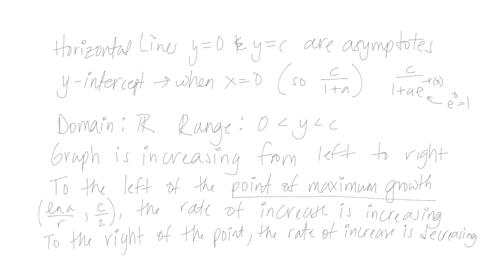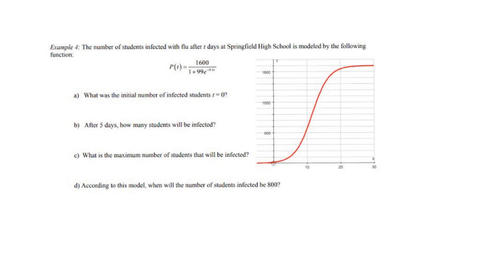Okay. So now I'm going to actually show you an example and show you where all these things are on the graph. All right. So here's an example. It's about the number of students infected with the flu after t days at some Springfield High School, and we have this function here which correlates to the graph here. So we're going to look at the graph for just a minute before we even look at the questions.